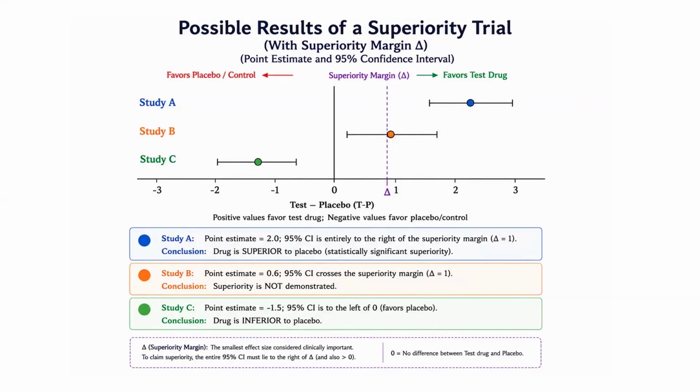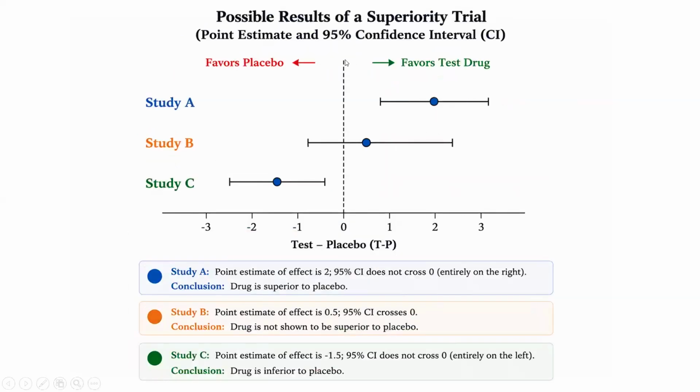And please see this. Generally, we take some superiority margin, that is a delta, some value. But sometimes we perform a study with 0 superiority margin. It means the superiority margin is 0. In this case, this dotted line is 0. This is called a 0 superiority margin, or 0 superiority trial. It means in this case, the superiority margin is 0.